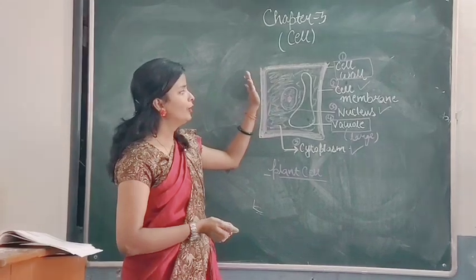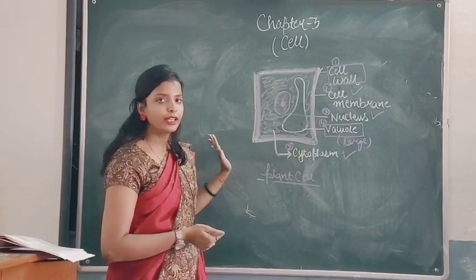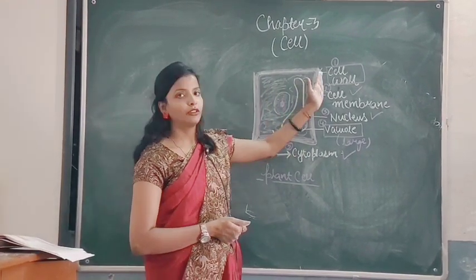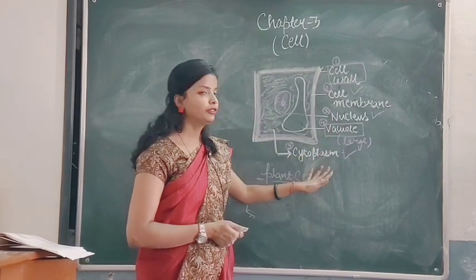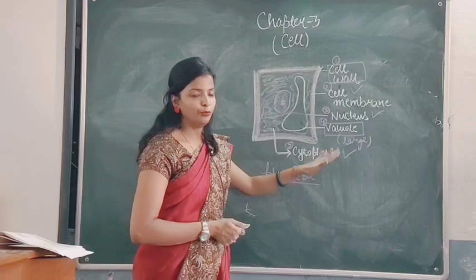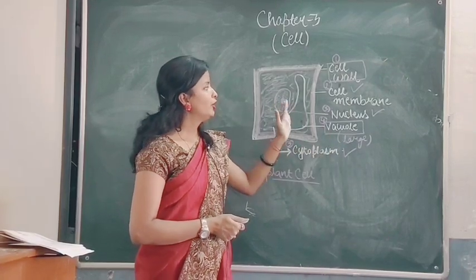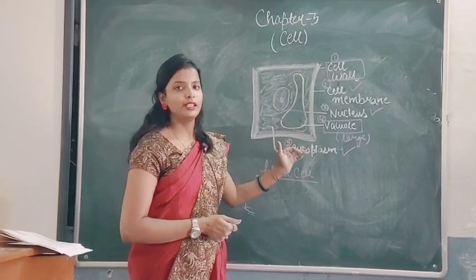I hope an overview of the organelles is clear to you. We have discussed the cell wall, cell membrane, nucleus, vacuole and cytoplasm in overview. So I hope it's clear to you. Now we will discuss the organelles in detail.